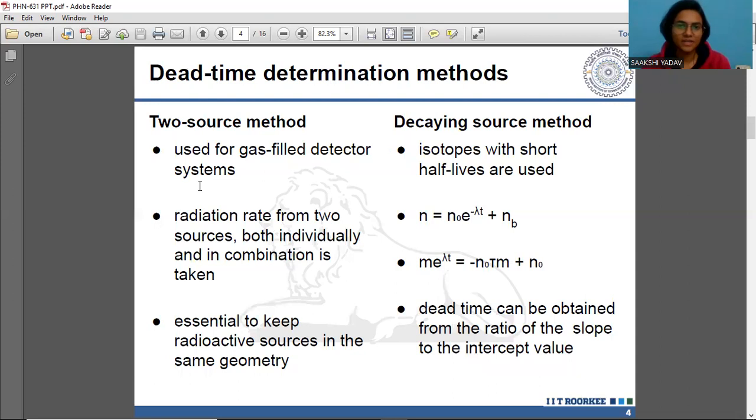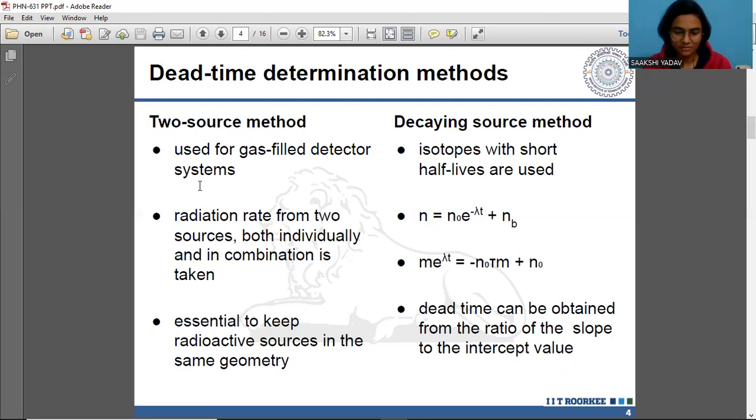Now these are the dead time determination methods. One is the two source method, and the other one is the decaying source method. One of the most common methods for determining the dead time of a detection system is the two source method. It is used to estimate the dead time of gas filled detector systems. It can be implemented by obtaining the radiation rate from two sources, both individually and in combination.